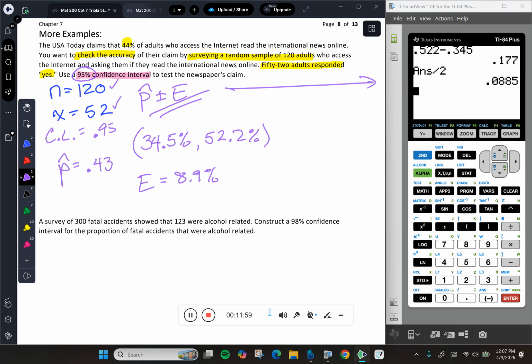All right, so now let's take a look. What do you think about the claim that was made by the USA Today?